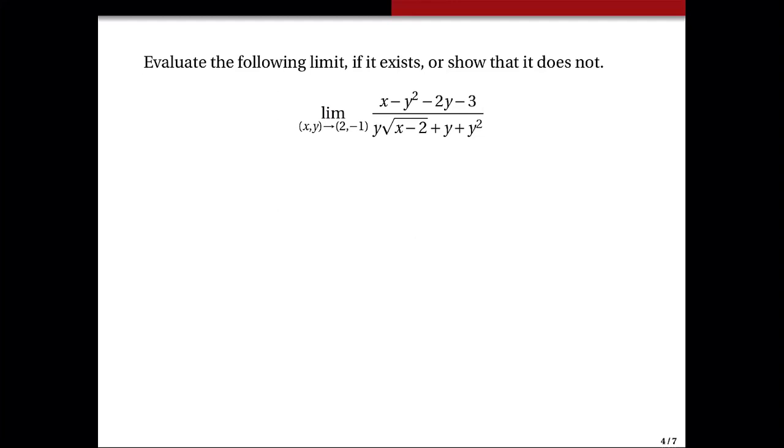Okay, so here we can check direct substitution. You will have here 2 minus (-1)² minus 2 times -1 minus 3, over, you have here -1 times √(2 - 2) plus (-1)². Check that this is actually 0 over 0. So this is indeterminate.